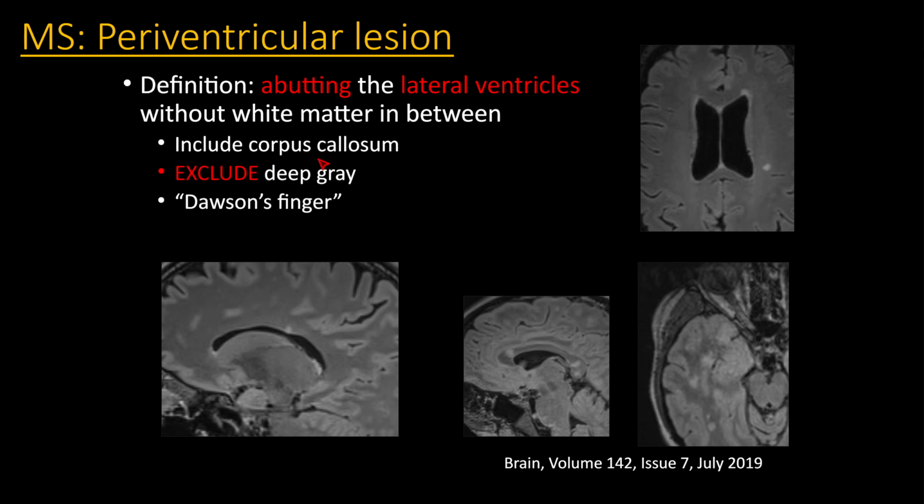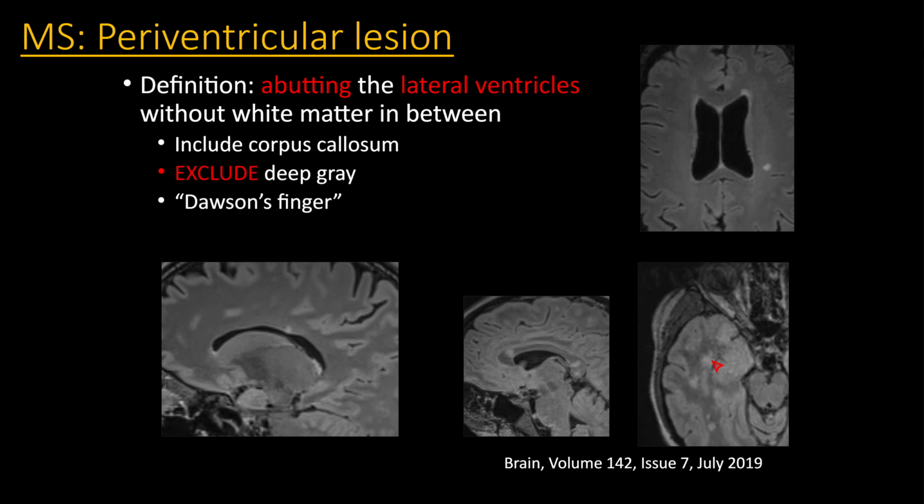Now, this includes corpus callosum lesions, like here. This corpus callosum lesion touches the ventricle, as you can see. But they exclude lesions in the deep gray. So if you had a lesion over here in the caudate that touches the lateral ventricle, that's excluded. And then these are the lesions that give rise to your Dawson's finger appearance.